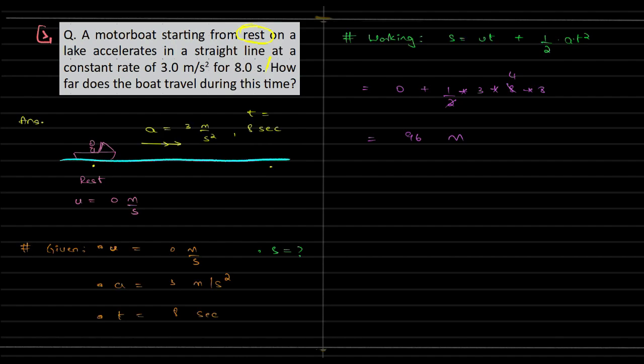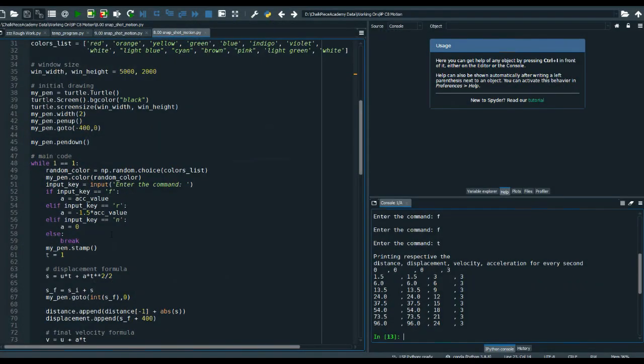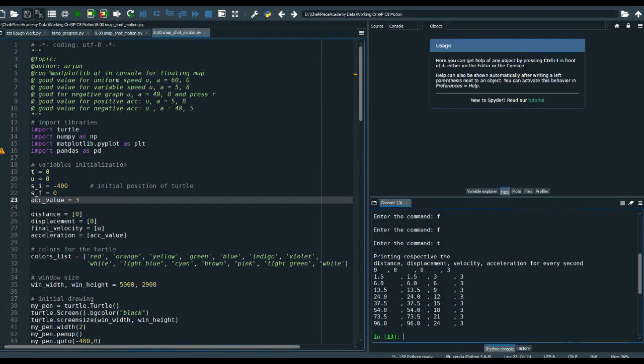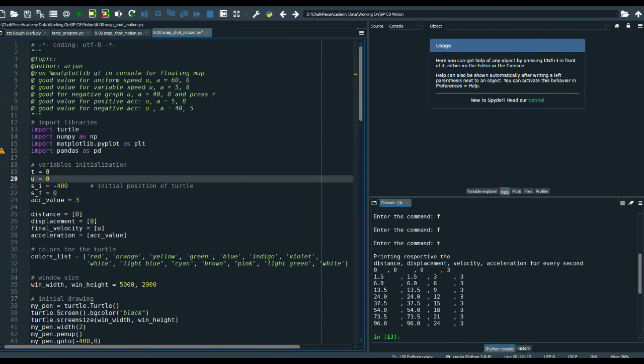So let's see this in a simulated manner. How do you do that? Go to this program, change the initial velocity, which is 0. I already changed that, and the acceleration. So all these are in meters. This is in meters per second, and this is in meters per second squared.